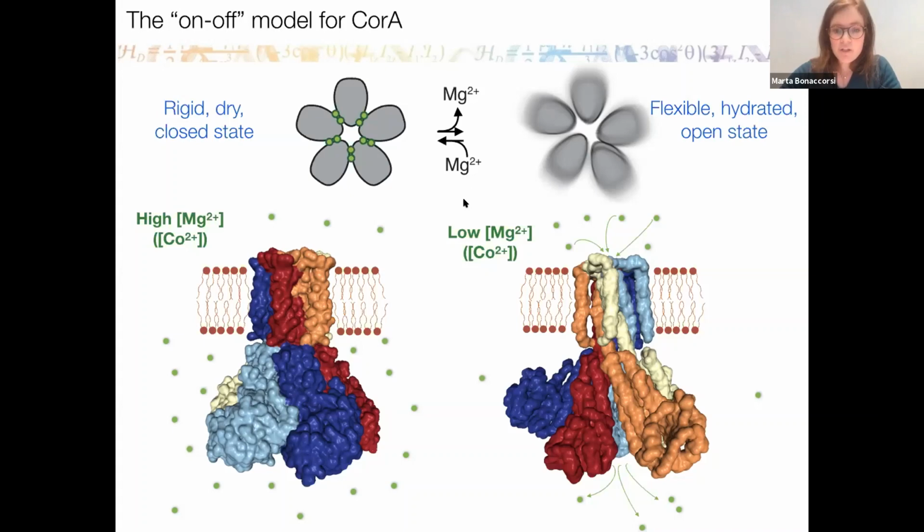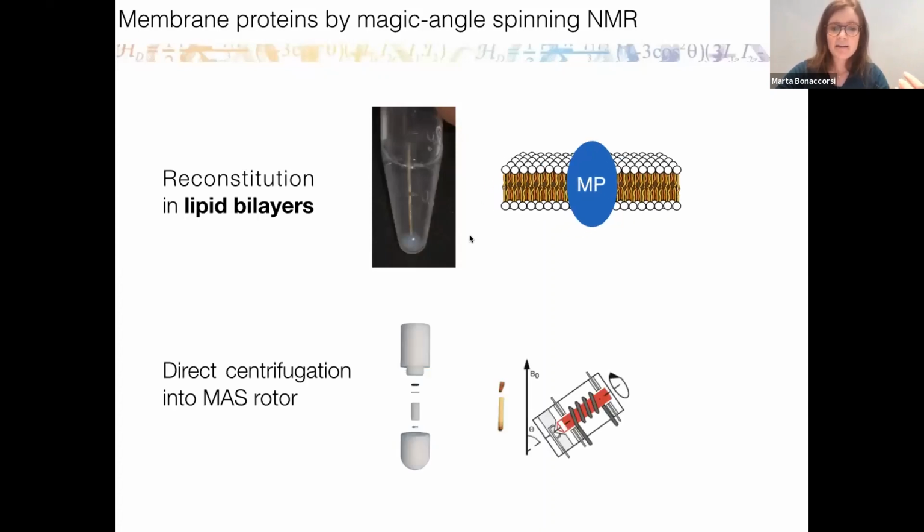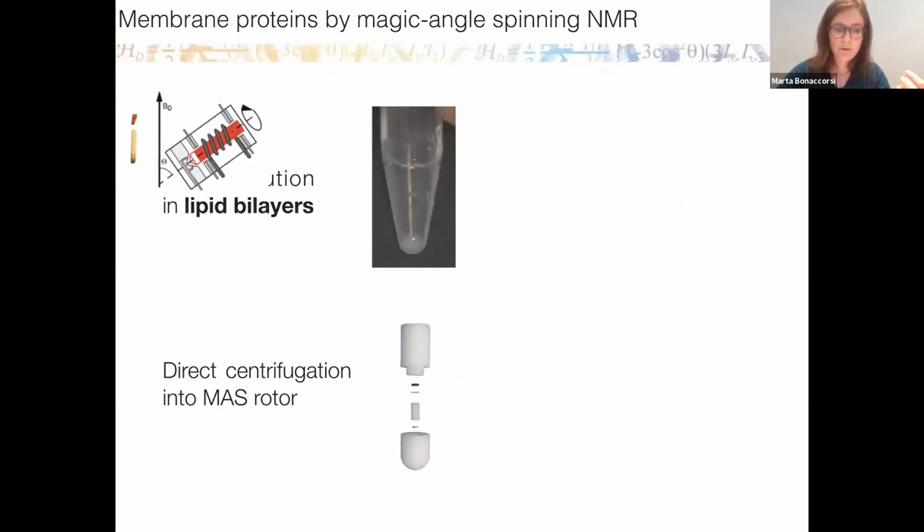But this picture is obtained, as I was saying, from X-ray and cryo-EM, which are often performed in detergent and at cryogenic temperatures. What we want to do is to investigate this system with magic angle spinning NMR, which is a very powerful technique for membrane proteins. After purification, we can reconstitute our membrane protein in lipid bilayer and directly centrifuge it into the MAS rotor.